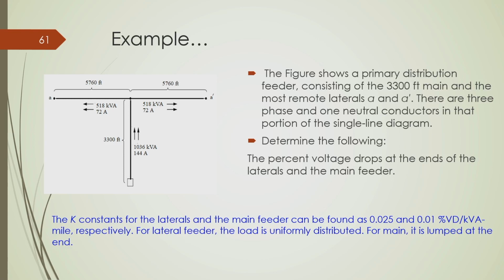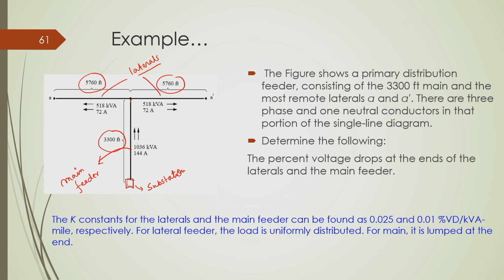Now, we will discuss 2 numerical examples related to this. Look at this first numerical example. In this numerical example, we have a substation located at this point. So, here is the substation, and this is the main feeder, okay. And these 2 are lateral feeders. Now, the length of this main feeder is given as 3300 feet, and the dimensions of the laterals are given as 5760 feet each.